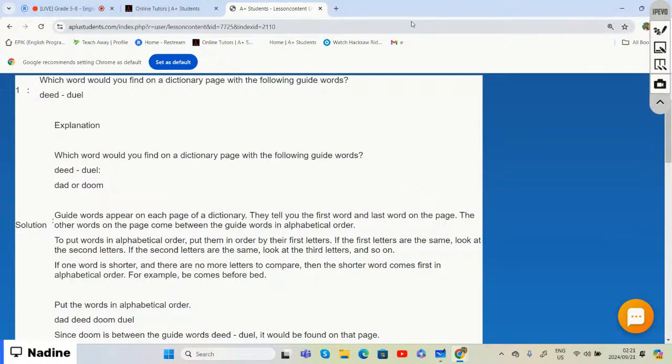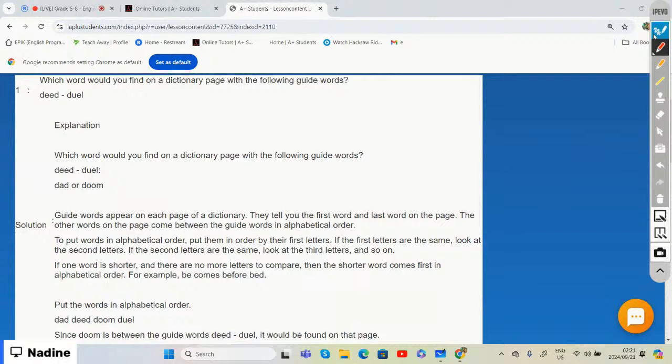All right, so now if we look at the guide words, it says which word would you find on the dictionary page with the following guide words? We have deed and duel. I'm going to give you two words and you're going to choose the word that you will find between those words. You are going to choose the correct word that you will find between deed and duel.